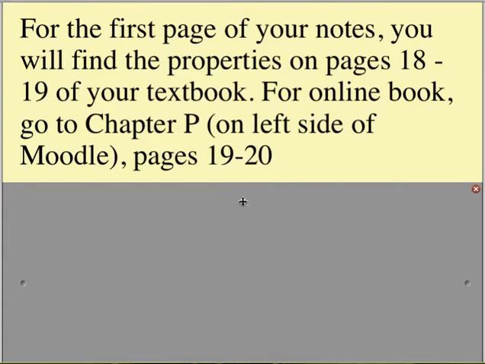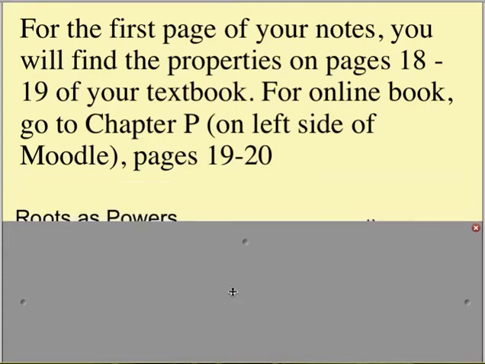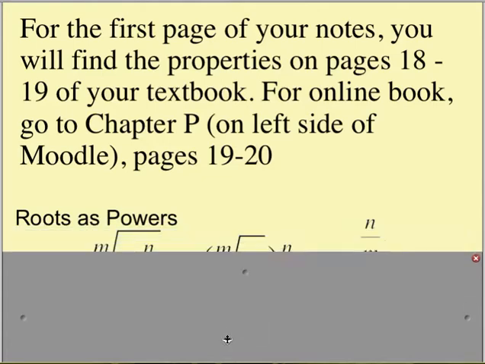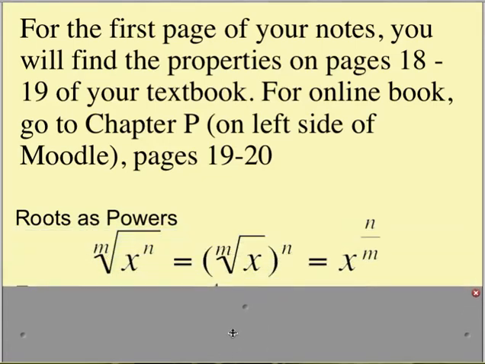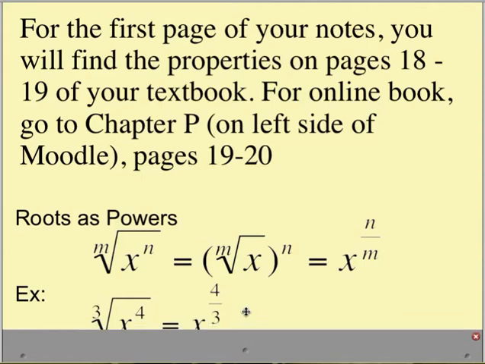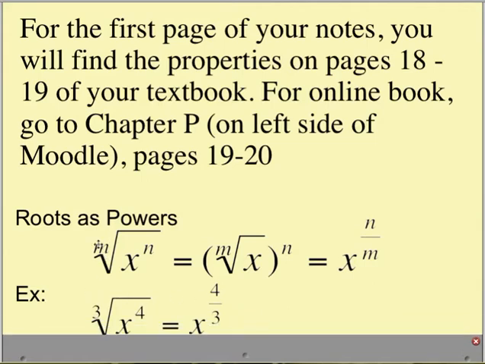However, there is one property that is not on those pages, and that's the very last one, where it says roots as powers. I just want to show you that you can rewrite any type of root as a power. If you have the mth root of x to the nth power, you could rewrite that. Order doesn't matter. You can either do the root and then the power, or the power then the root. But if I wanted to write that as an exponent, I could rewrite it as a fraction, and you'll note that it's x to the n over m power.